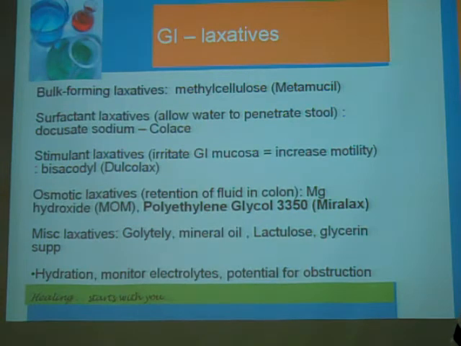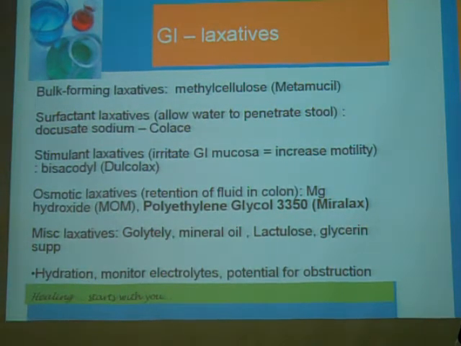So someone already brought up the point of hydration. Very important to hydrate these patients. You can put in all the medicine, but if they're not drinking water or not having fluid in their system, it's not going to work.